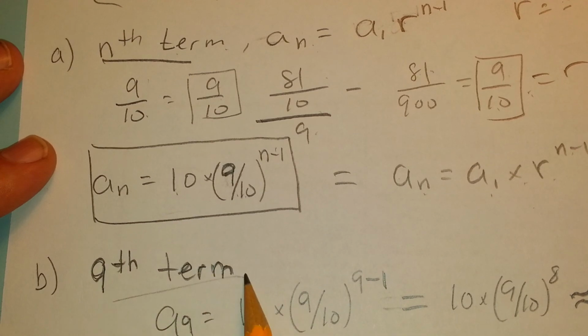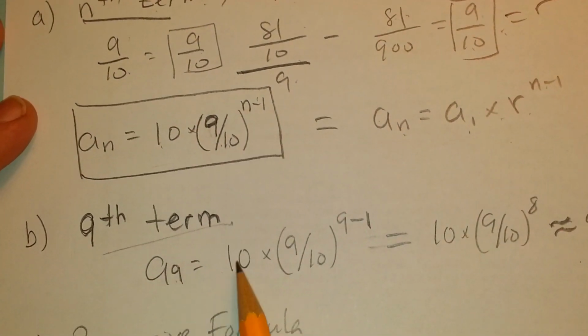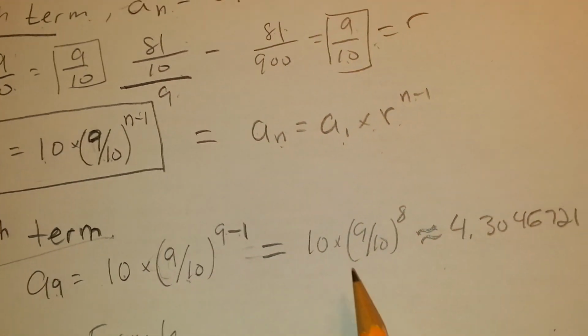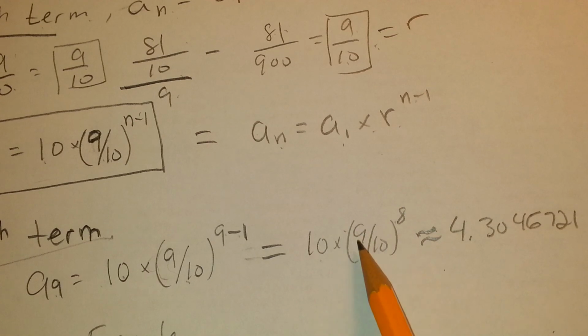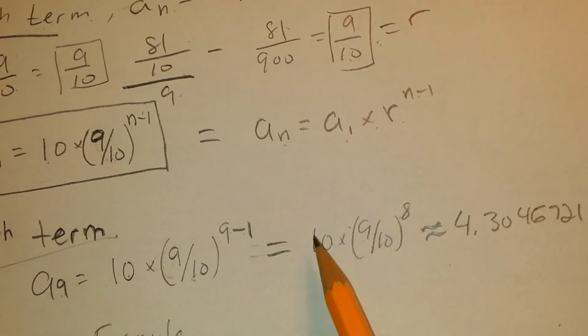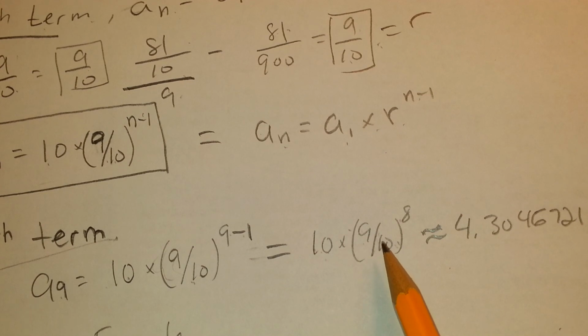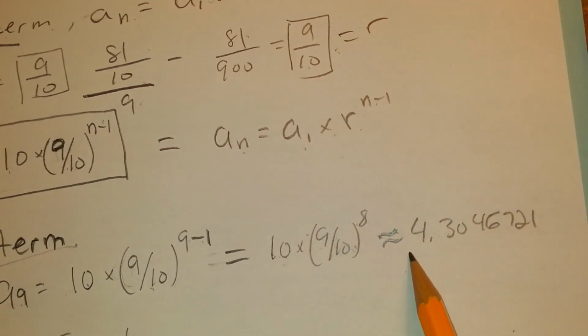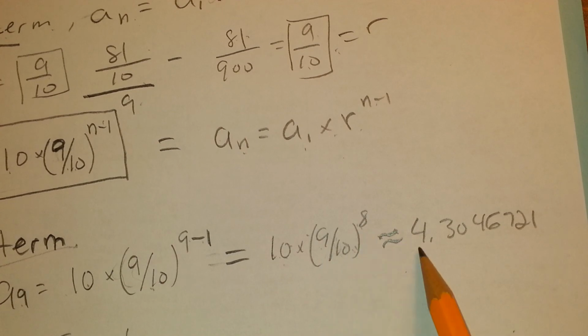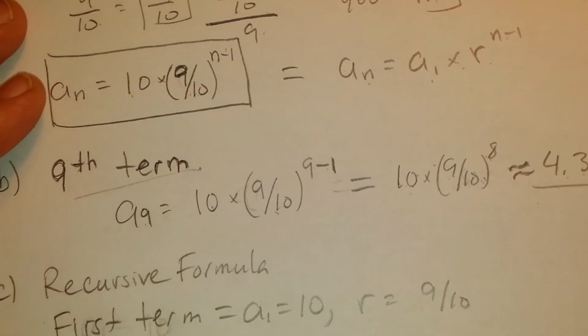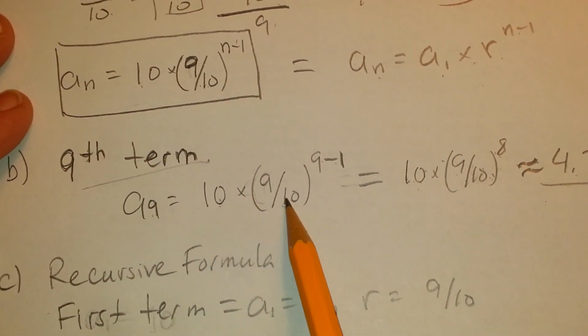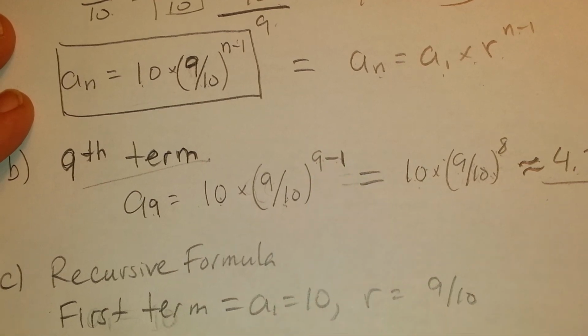So if I want the 9th term, a sub 9 equals 10 times the common ratio of 9/10 to the 9 minus 1, or 10 times 9/10 to the 8. Now remember, this is a fraction, so the more we multiply by a fraction, the smaller this is going to get. It's like a decay rate. This is an exponential function, basically, and this b is less than 1. So 10 multiplied by 9/10 to the 8th power ends up being 4.304. It shrinks because this is a fraction. But basically, you just plug in the first term times the common ratio to the n minus 1 power, 9 minus 1.